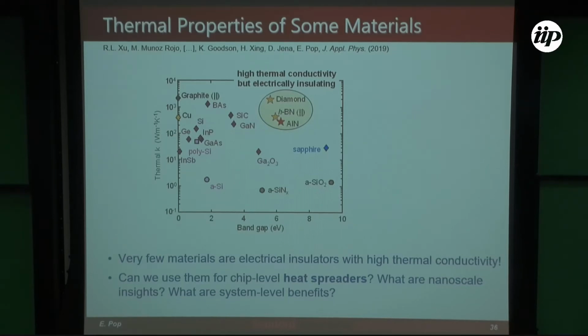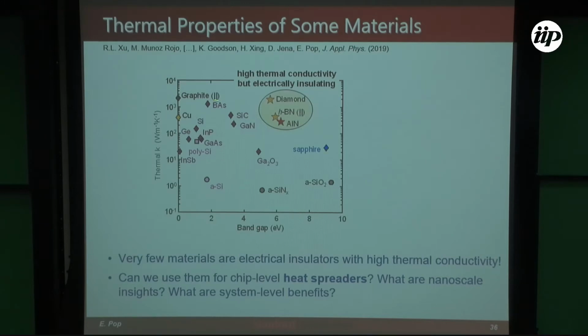So I think I showed this plot yesterday or 2 days ago as well. And this is just my way of basically saying, look, here's the thermal conductivity of a bunch of materials known to us as a function of band gap, right? And there's copper, there's graphite, fine. They're metallic. They have good thermal conductivity. I'm sorry. There's boron arsenide.